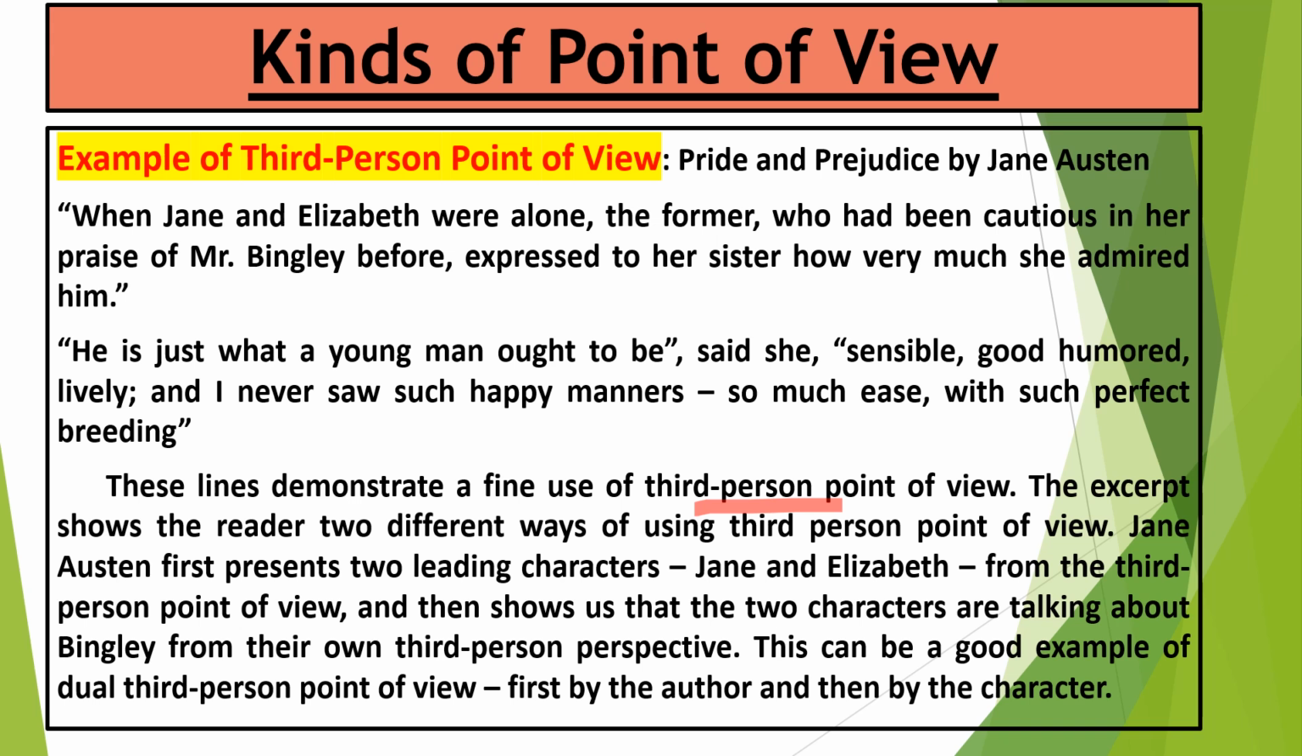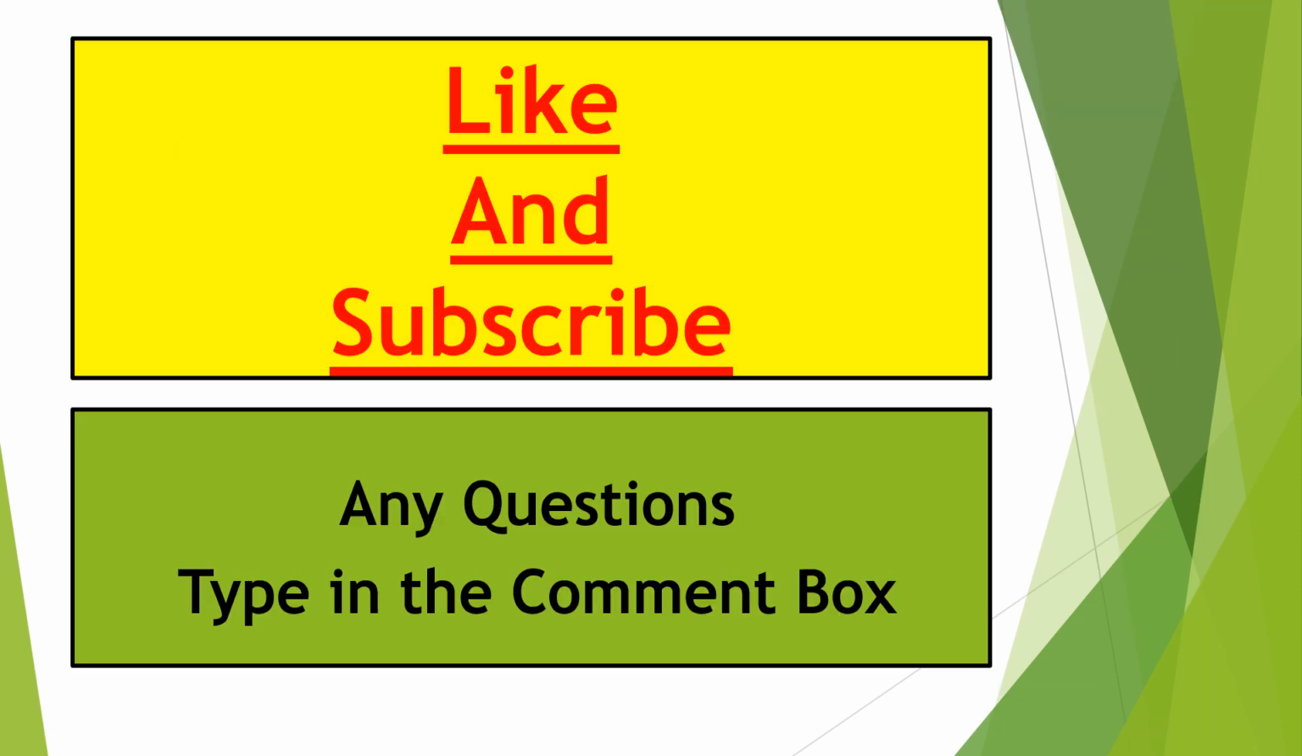The passage shows the reader two different ways of using third person. Jane Austen first presents two leading characters from the third person point of view, as we have seen. Here, Jane Austen has represented two characters from the third person point of view, and after that shows the two characters talking about Bingley. Now they have started to talk about another character from third person. This can be a good example of dual third person point of view.